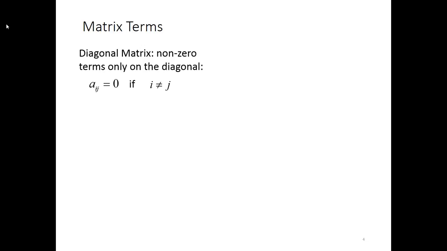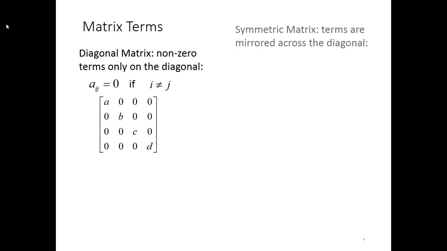Okay, let's talk about some matrix terms. First of all, a diagonal matrix. A diagonal matrix has the only non-zero terms on the diagonal. Everything off diagonal is 0. In additional notation, A sub ij, where A is a component of the matrix, is equal to 0 if i and j, the row and the column numbers, are not equal. Or in other words, this is an example of a 4 by 4 diagonal matrix.